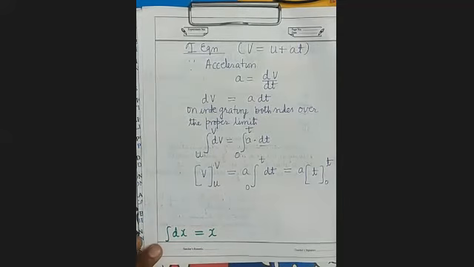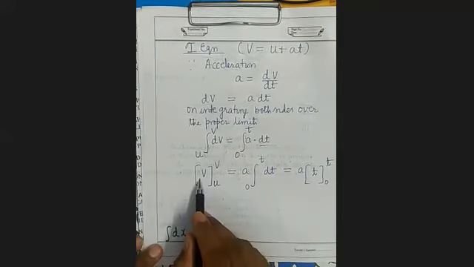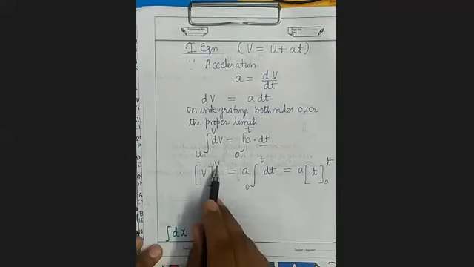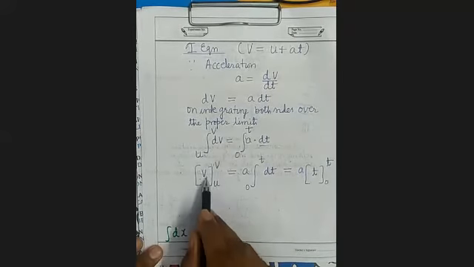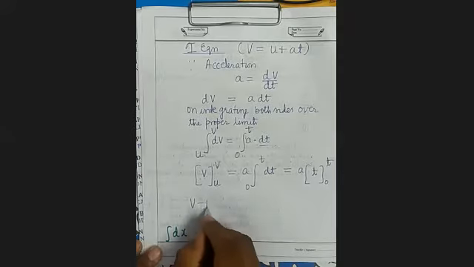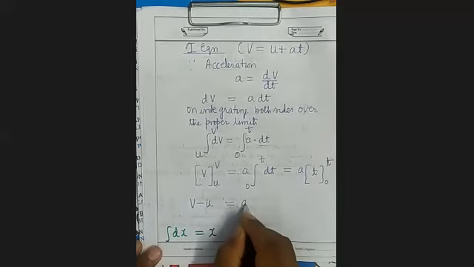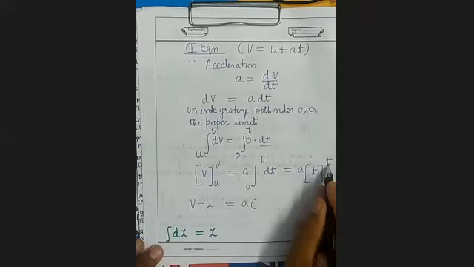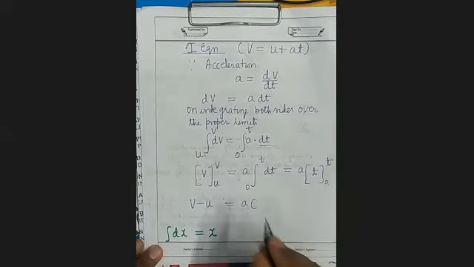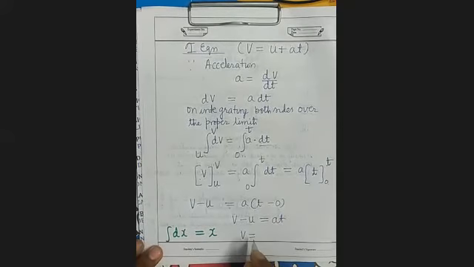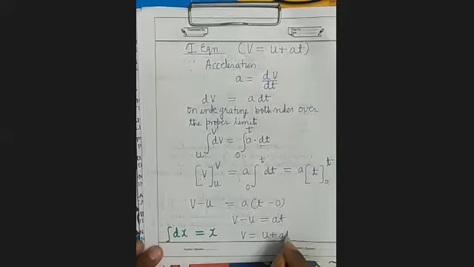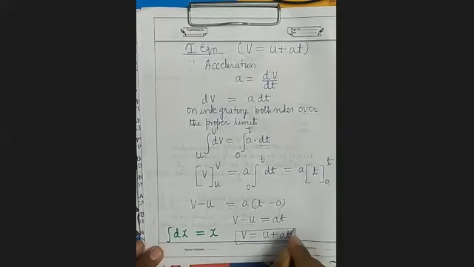Now you substitute the limit. Value at the upper limit minus value at the lower limit, that is v minus u equals a into, value at the upper limit minus value at the lower limit, t minus 0. So v minus u equals at. So what is v? v equals u plus at. This is the first equation.